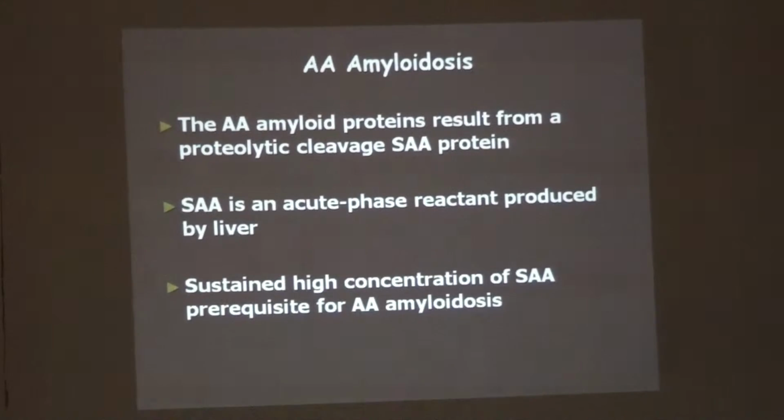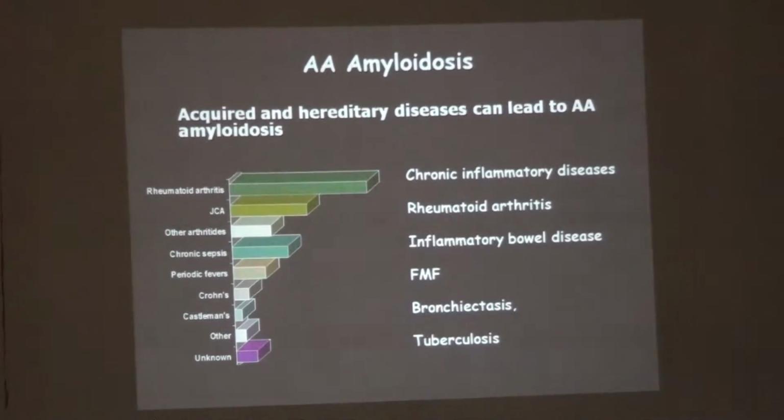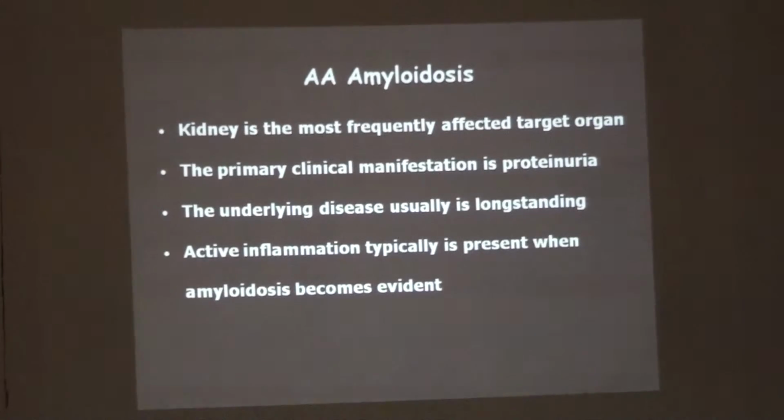Then another is the secondary disease, AA variety amyloidosis, which is common, as I told you, in chronic inflammatory or infective conditions. It results from proteolytic cleavage of SAA protein, and SAA is an acute phase reactant produced by the liver, and sustained high concentration of SAA is a prerequisite for AA amyloidosis. So what are the diseases? What I have seen: chronic inflammatory diseases, rheumatoid arthritis, inflammatory bowel disease, bronchiectasis, tuberculosis, FMF. And in AA variety, kidney is the most frequently affected target organ.